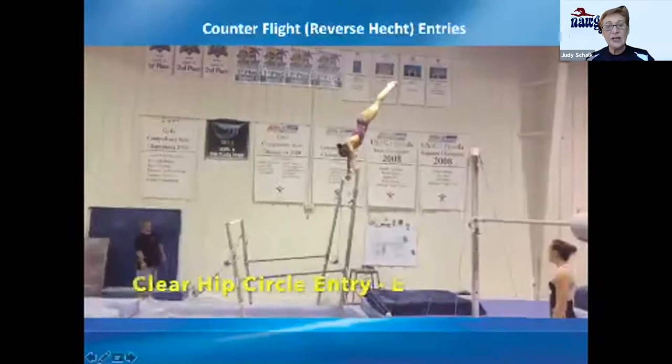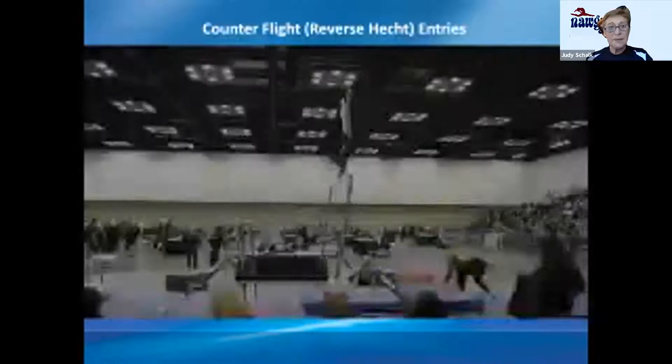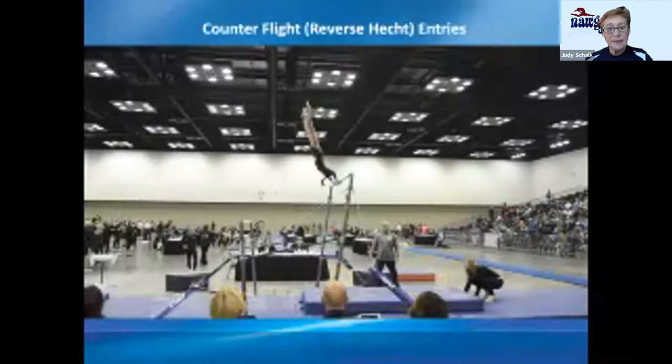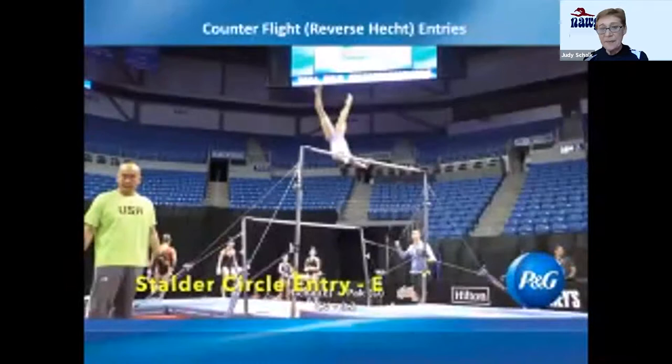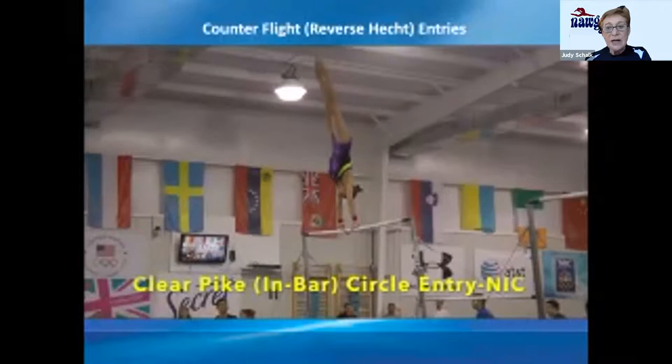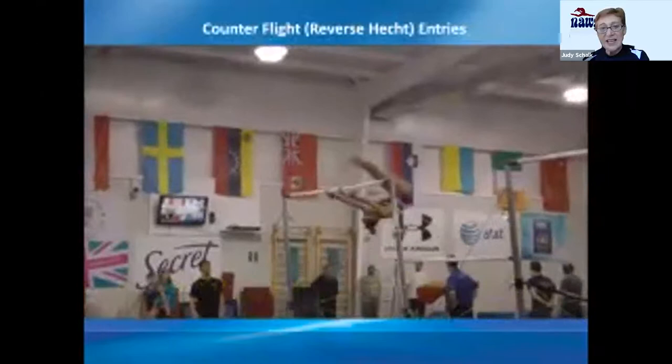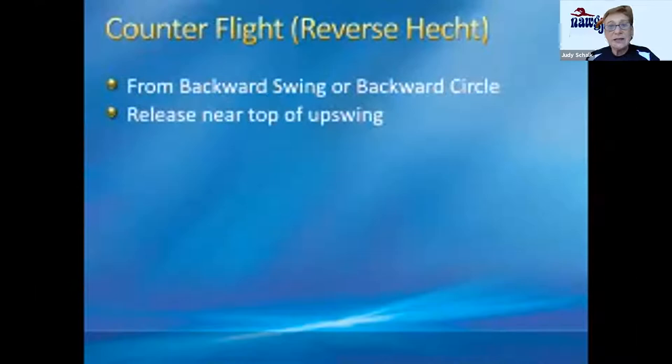The clear hip circle entry, the Hindorf, is an E. Sole circle or toe on entry is an E. Stalder circle entry is an E. And the clear pike or in bar circle is not listed in the JO code, but if it were, it would be an E. So the only one that is a D is from the giant swing entry.